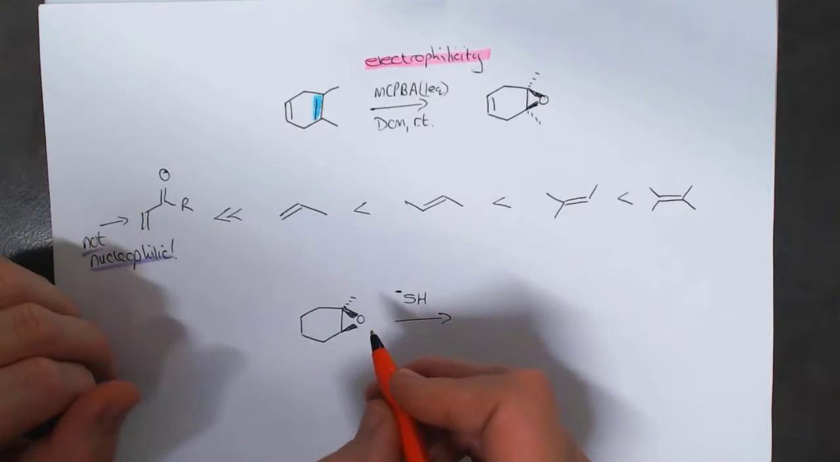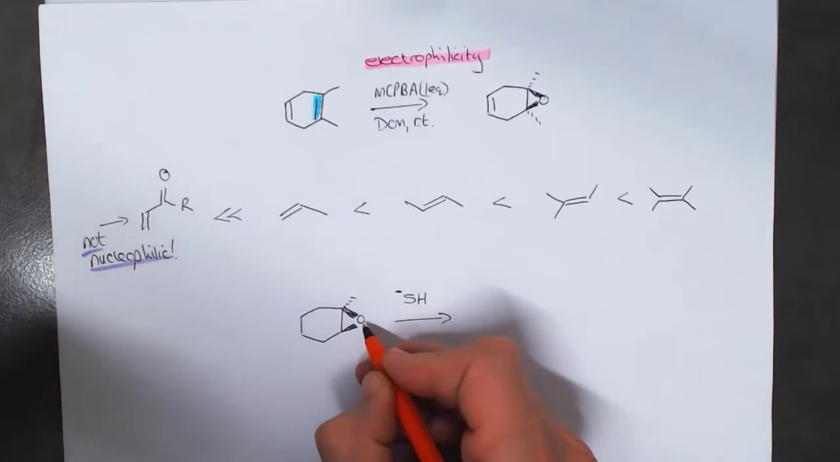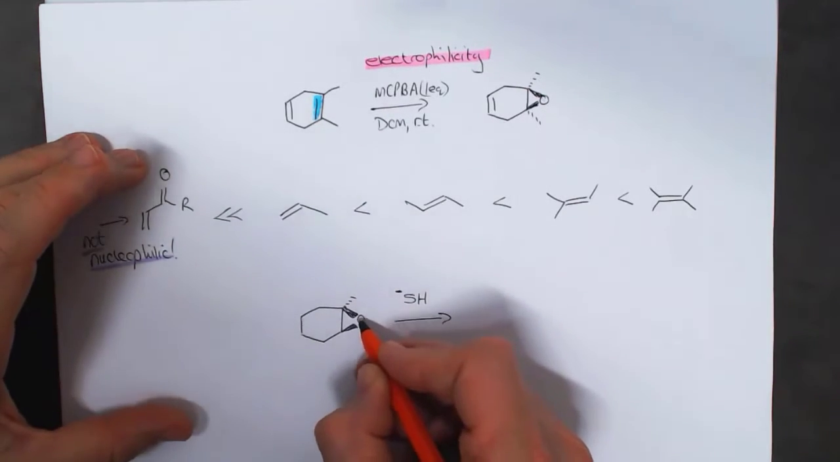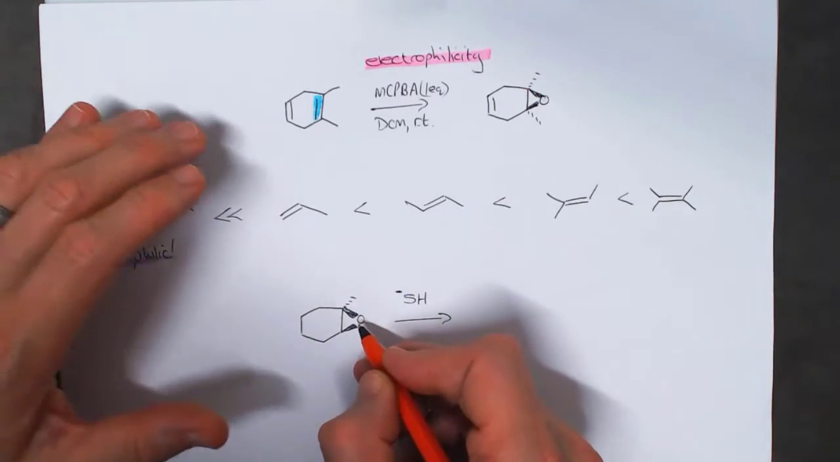Now, when we used a bromonium or the mercurinium intermediate, the atom that was here was positively charged.